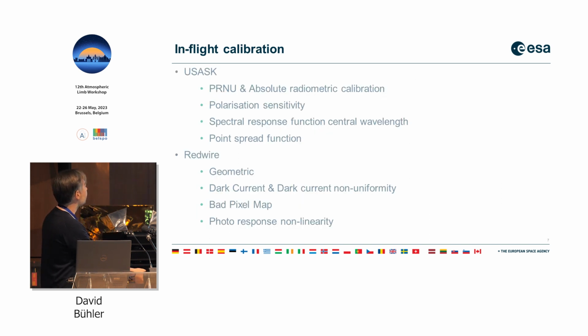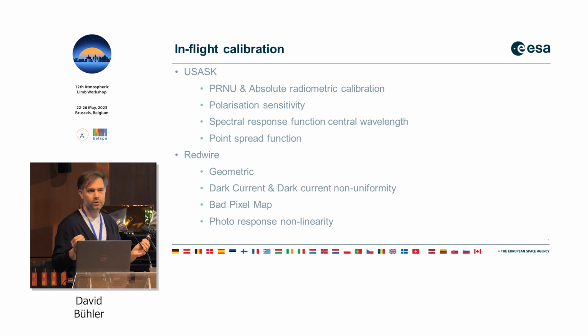This is an overview of the in-flight calibration processes. You've seen the ones developed by USASC. We also have some other ones that are developed by Redwire, who are also doing the performance model. So we have a geometric calibration for the L1B. We also have some dark current and dark current non-uniformity, especially for the UV, that will measure the bad pixel map that I've already mentioned, and of course the photo response and non-linearity of each pixel.